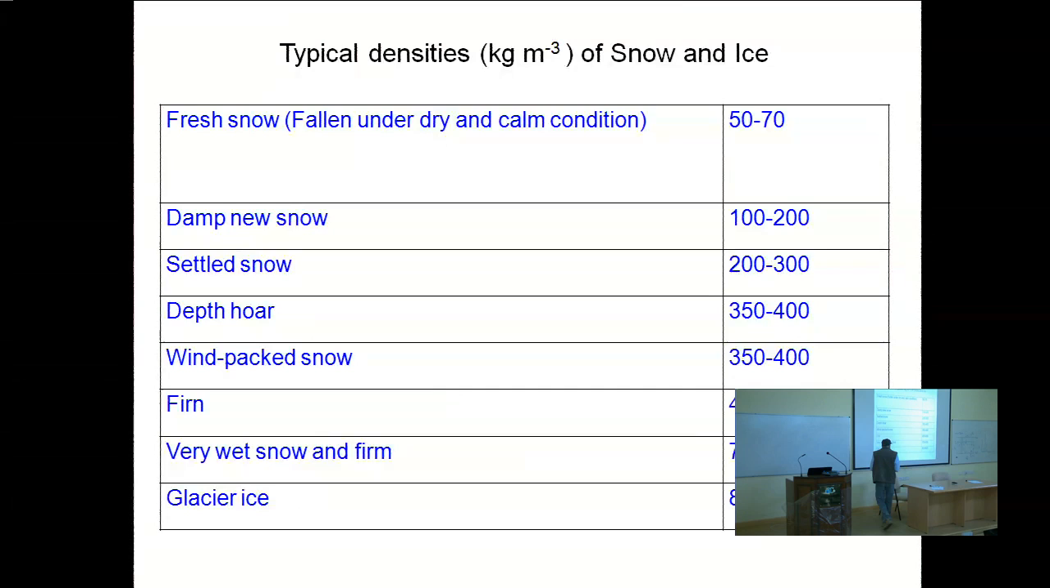But when the temperature is reasonably higher, very close to 0 or +1 or something like that, then you have wet snow. That means ice crystals are formed in the atmosphere. As they start falling, some of them start melting, and before they are completely melted, by the time they land on the ground, it becomes wet snow. And water has a significantly higher density than snow, so suddenly the density becomes much higher.